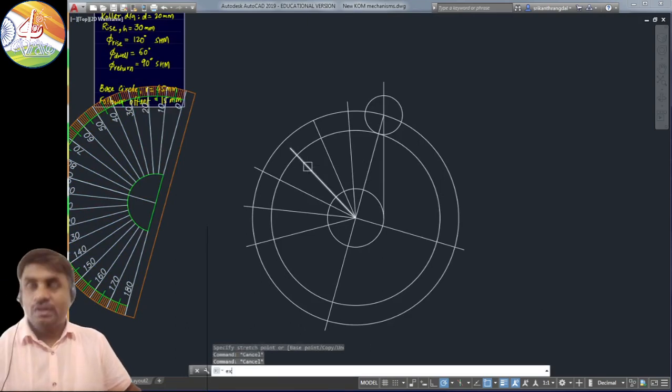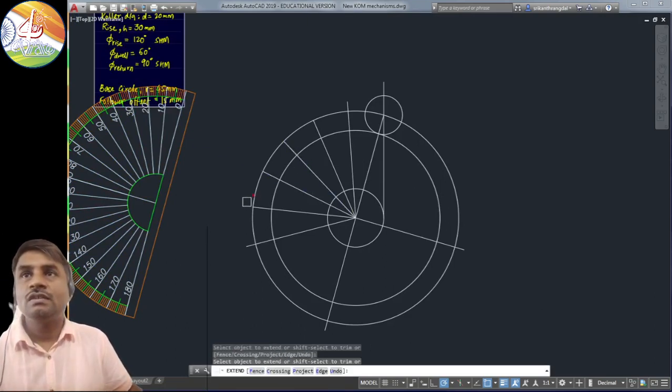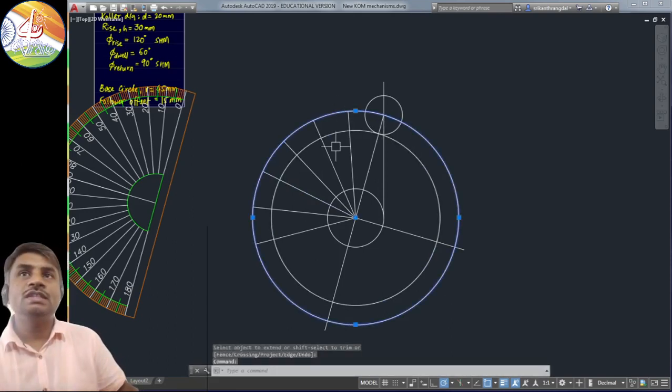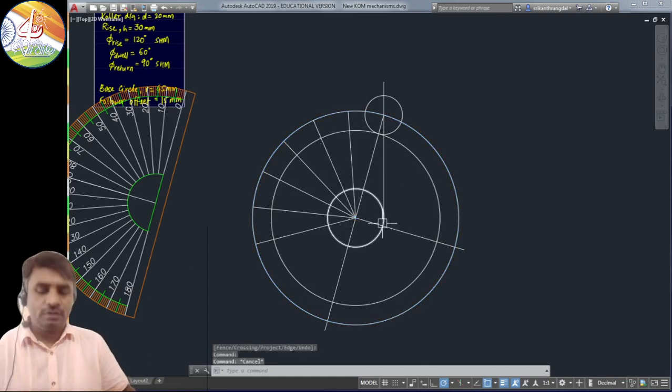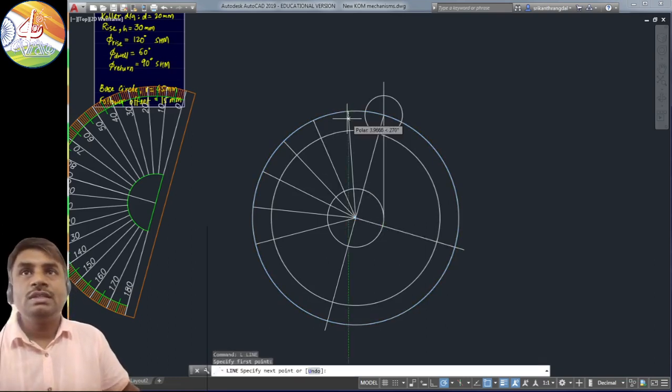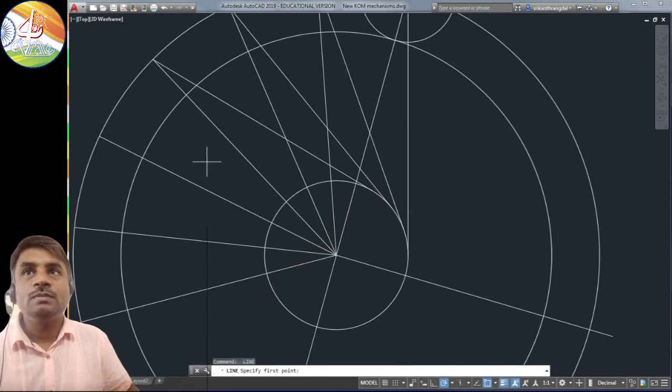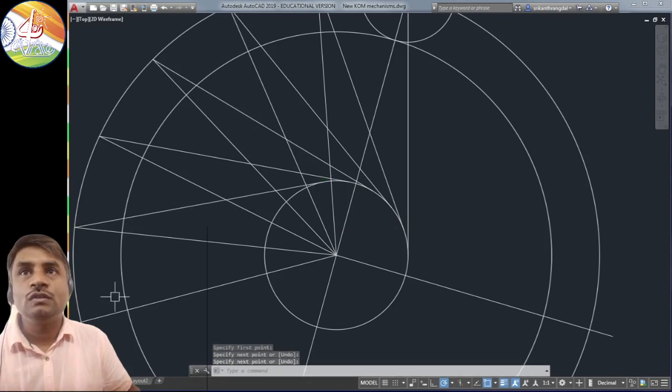So let us extend this right up to this point. Fine. So we need the intersection of this with either the prime circle or the base circle. Any one of them is going to be okay. And the next thing we have to do is to draw tangents from these points that we got on the prime circle. So each point of the prime circle we need to take and draw a tangent to the circle.